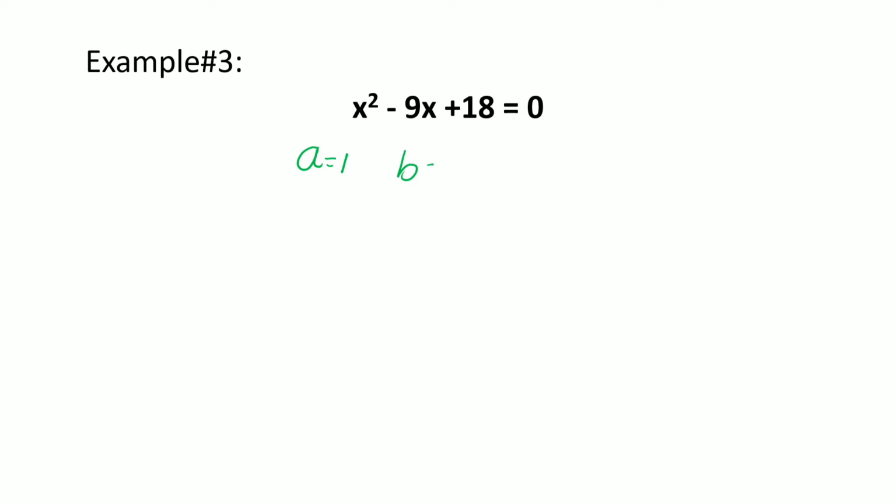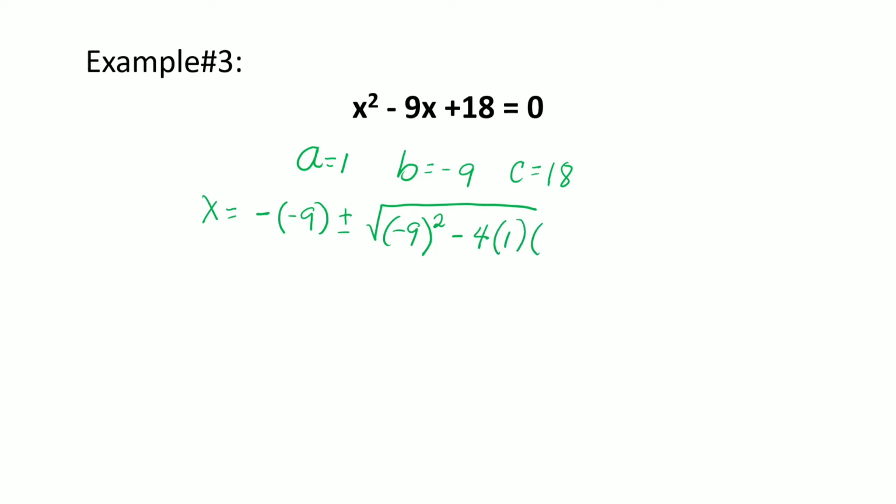Now b is equal to negative 9 here. Don't forget the negative sign. c equals 18. So substituting to the quadratic formula, x is equal to negative b, so that would be negative of negative 9 plus minus the square root of b squared, so negative 9 squared, minus 4ac, all over 2 times 1.